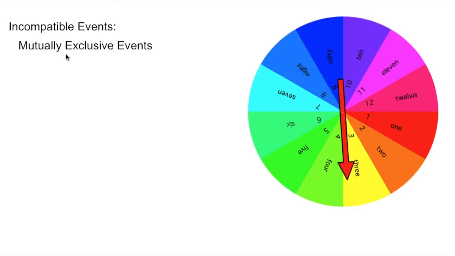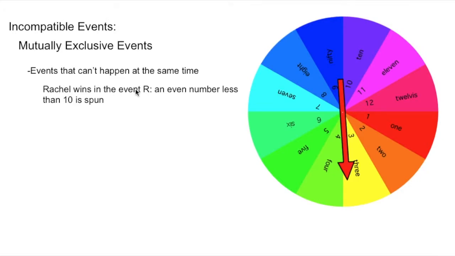Incompatible events, or mutually exclusive events. These events can't happen at the same time. Let's say Rachel wins in the event R, that an even number less than 10 is spun. That's 2, 4, 6, 8. And remember, Morgan wins if an odd number comes up, so 1, 3, 5, 7, 9, or 11. Can they both win at the same time? No. Whenever Rachel wins, Morgan loses.